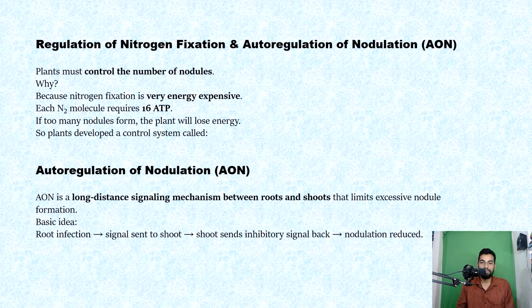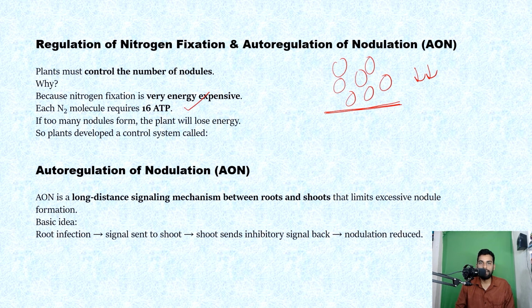Regulation of nitrogen fixation, autoregulation of nodulation, that is AON. So what did you understand from the heading? If excessive nodules are formed, their further growth has to be stopped. So it happens by autoregulation of nodulation. Why should it happen? Because it consumes excessive energy. If there are sufficient nodules, why does the plant need to produce further nodules? It can save its energy, right?